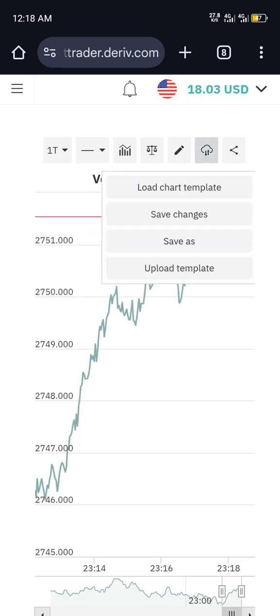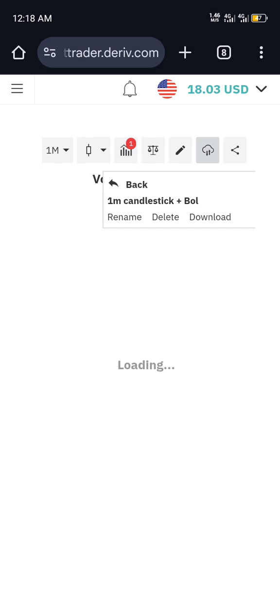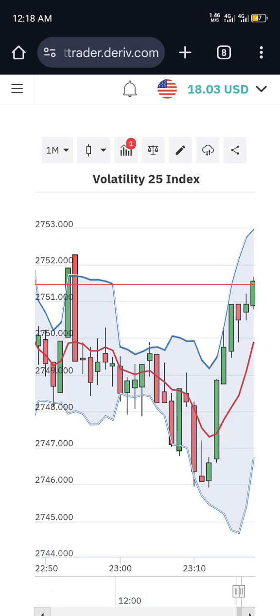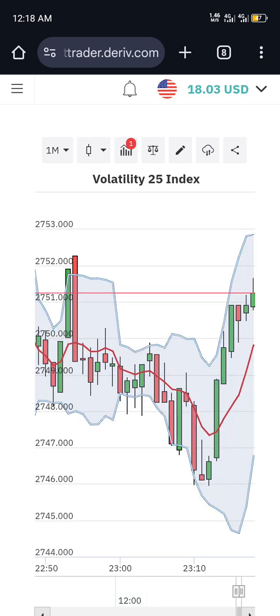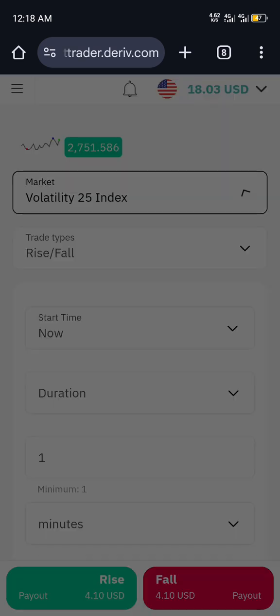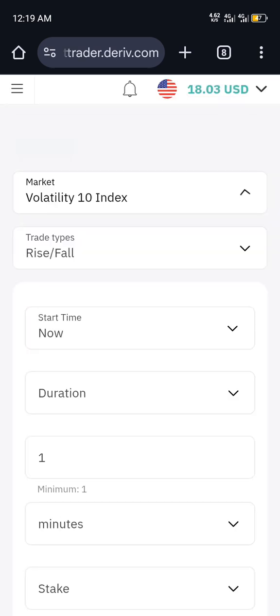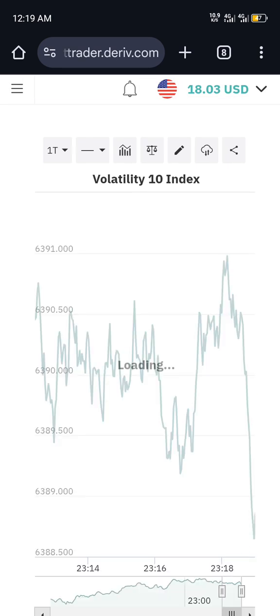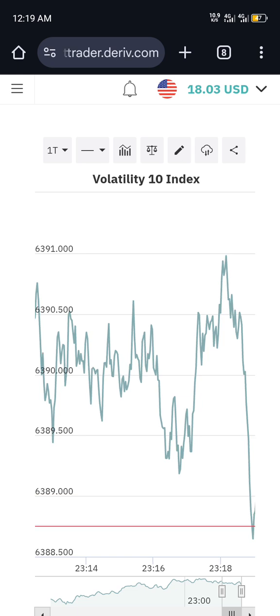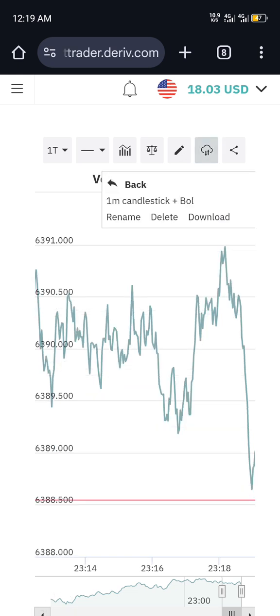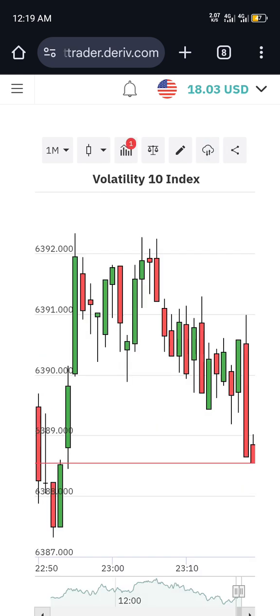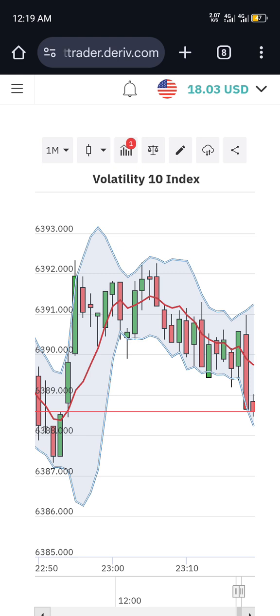Okay, this one seems to be trending. Now let's see. We have a resistance point here. It will more or less influence the trade, the movement. Okay, let's see if we can pick up something here. Yes, I'm seeing a landslide there.